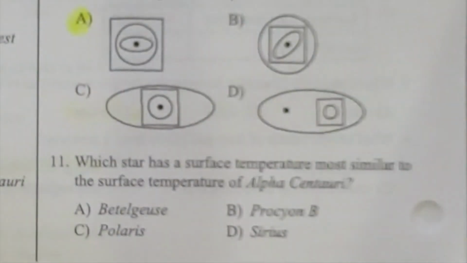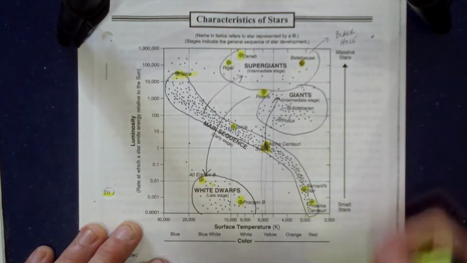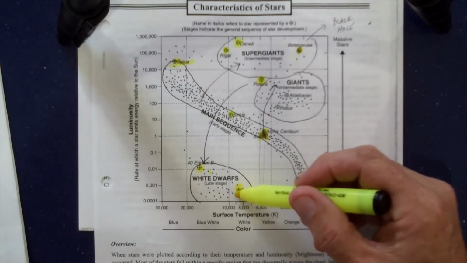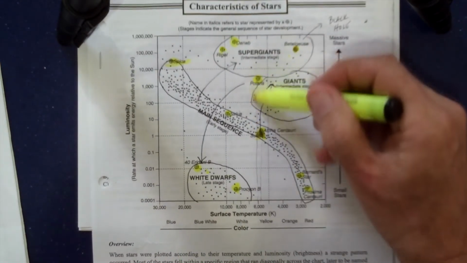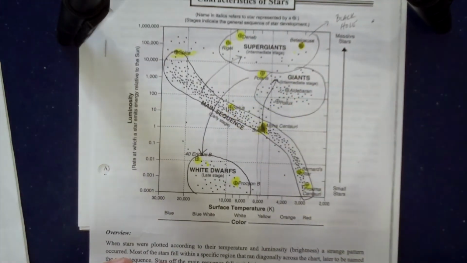Number 11, which star has a surface temperature most similar to the surface temperature of Alpha Centauri? Betelgeuse would be cooler than Alpha Centauri. Procyon B would be hotter than Alpha Centauri. Polaris would be about the same temperature as Alpha Centauri. Sirius would be hotter than Alpha Centauri.